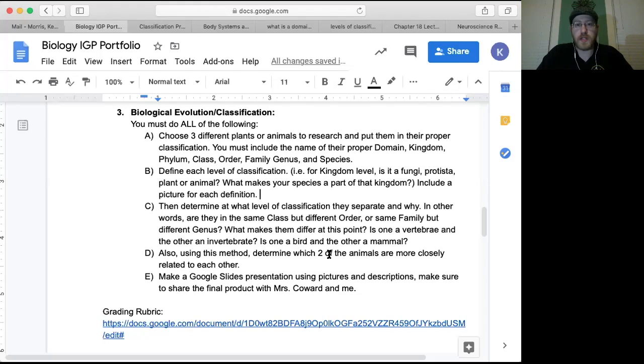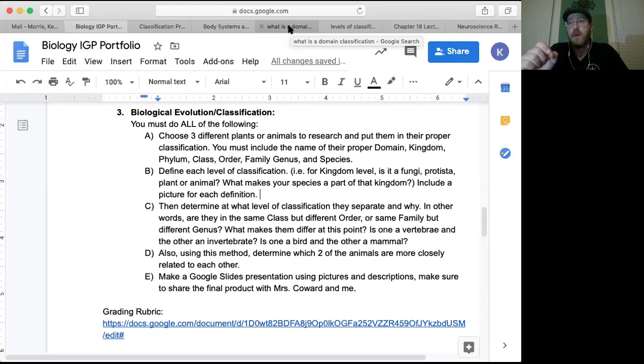Also using this method, determine which 2 of the animals or which 2 of the plants or which 2 species are the most closely related to each other. In other words, which ones share the most levels in common. It's not difficult, but make sure that you are specific as to how many levels they share and why they are more closely related. You will make a Google Slides presentation using these pictures and descriptions, making sure to share the final product with Mrs. Coward and myself.